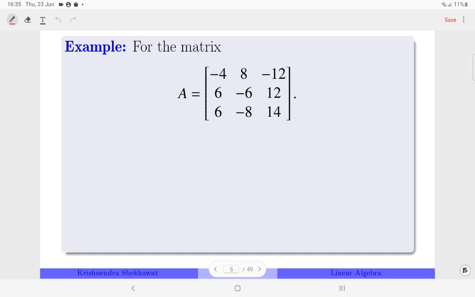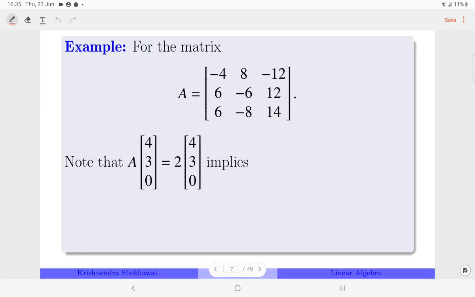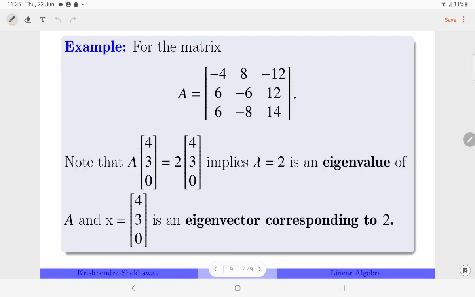If we see this matrix A, then you can verify by yourself that A times (4, 3, 0) is equal to 2 times (4, 3, 0). It means that for the matrix A, 2 is the eigenvalue and (4, 3, 0) is the required eigenvector corresponding to the eigenvalue 2.